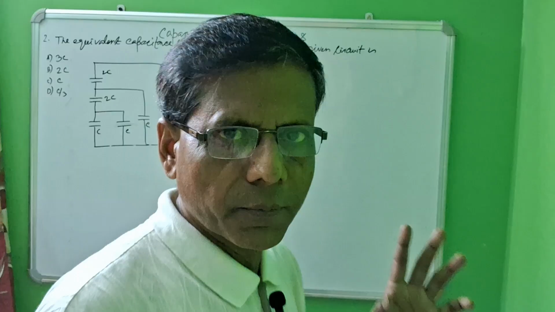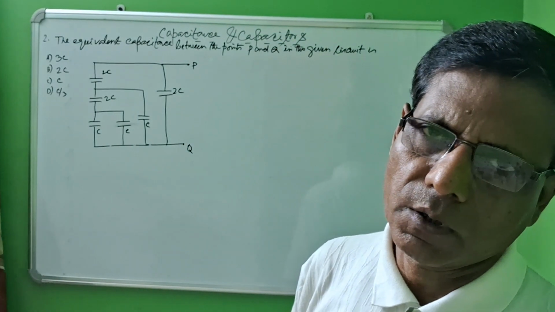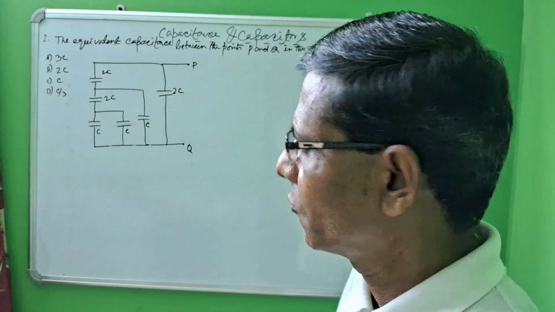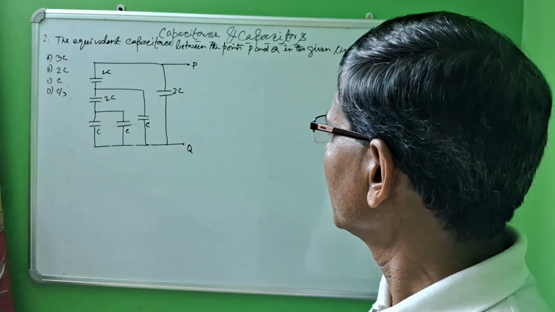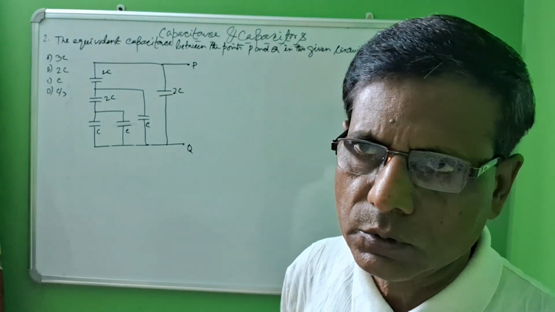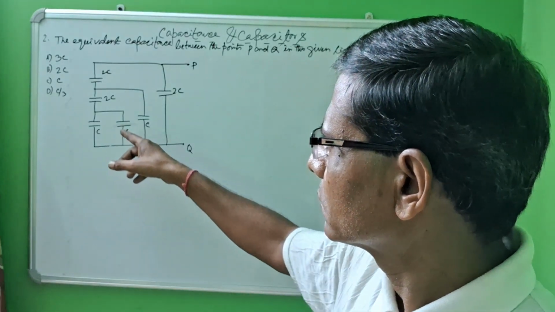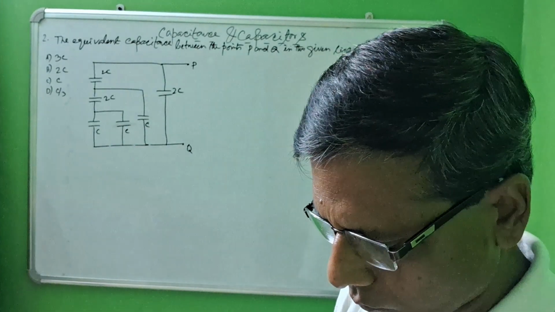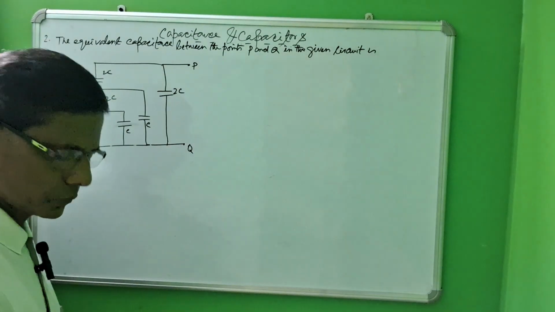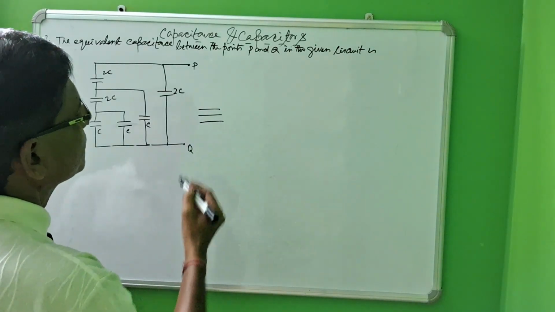This is the second problem. This is nothing but an arrangement of some capacitances. We have to find the equivalent capacitance between the two points P and Q. So, let us start. This is the equivalent circuit.